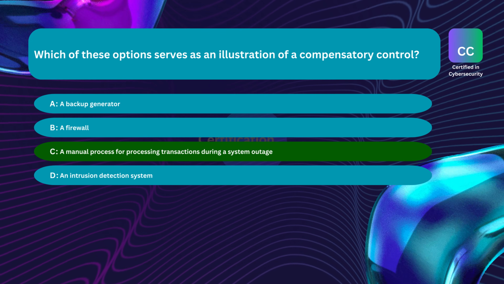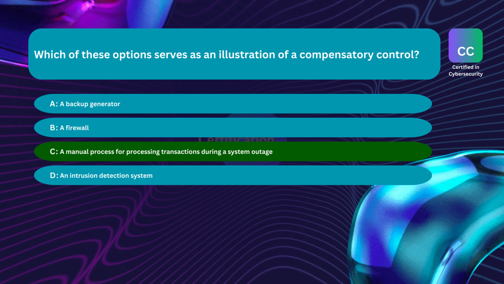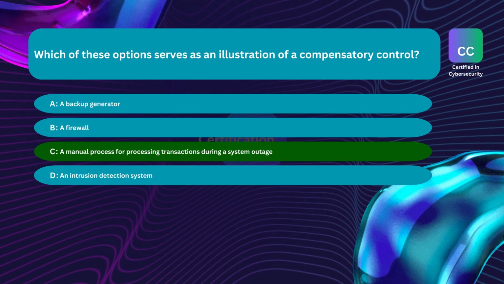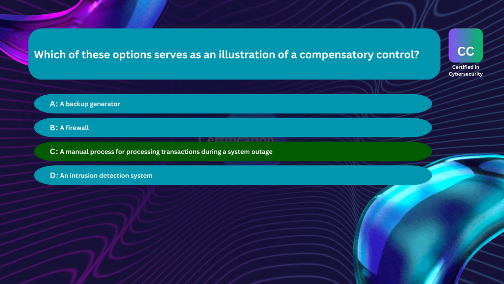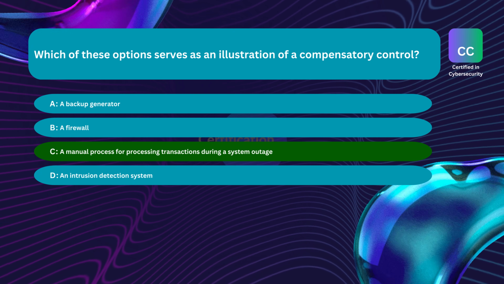The correct answer is option C, a manual process for processing transactions during a system outage. A manual process for processing transactions during a system outage is an example of a compensating control, as it compensates for the lack of availability of an automated system.